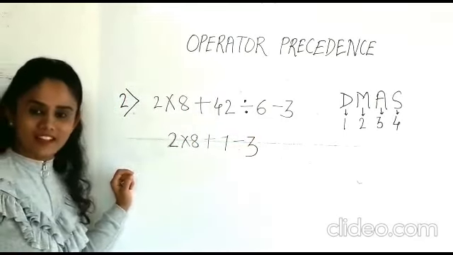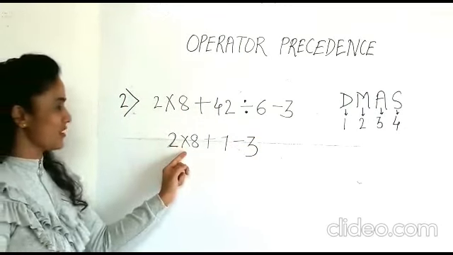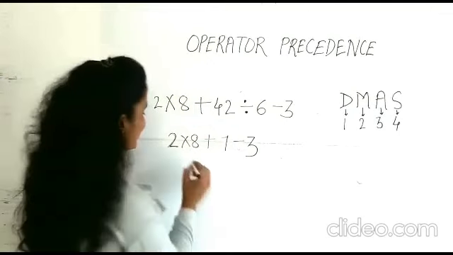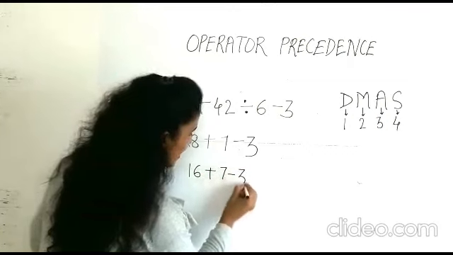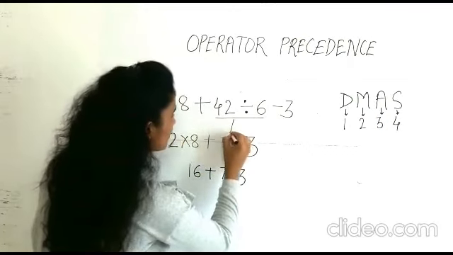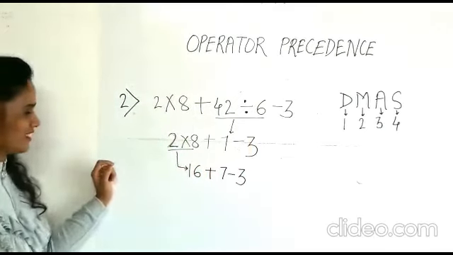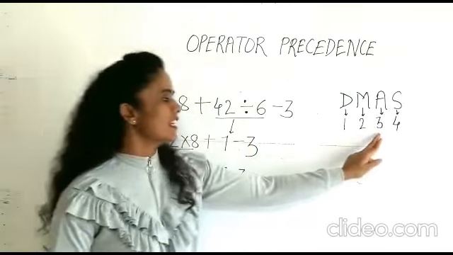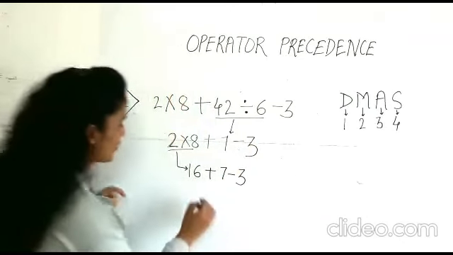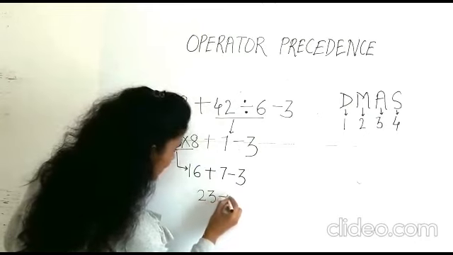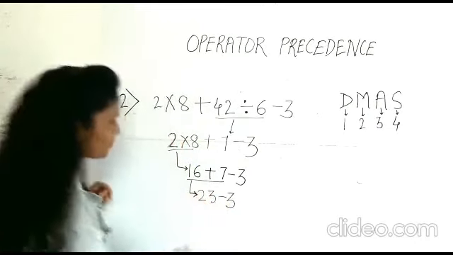Okay? And the next operation we are performing is multiplication. 2 into 8 is 16, plus 7 minus 3 as it is. So this is the answer of this, and this is the answer of this, for your understanding. And the next comes addition, in the third order. So 16 plus 7 is 23, minus 3 as it is. So this is the answer for this.